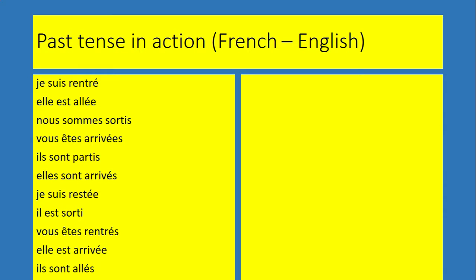So here's the past tense in action from French into English. All of these are using être in the middle, not avoir, because these are all those 6 verbs that I introduced earlier. So why not press pause, just write down your translations or say them out loud before I give you the answers. Here are the answers.